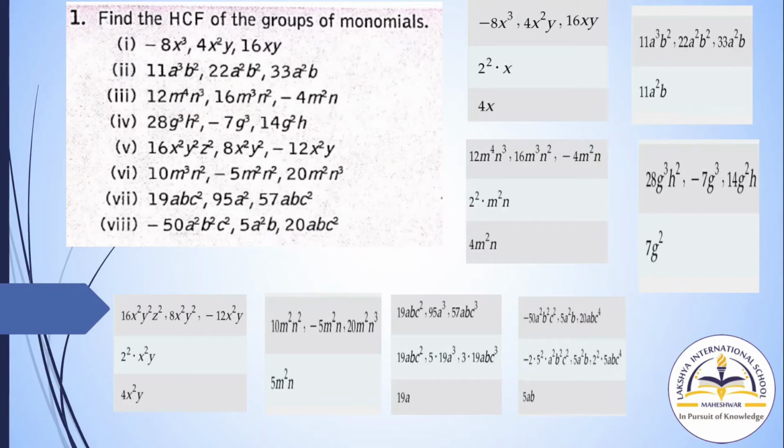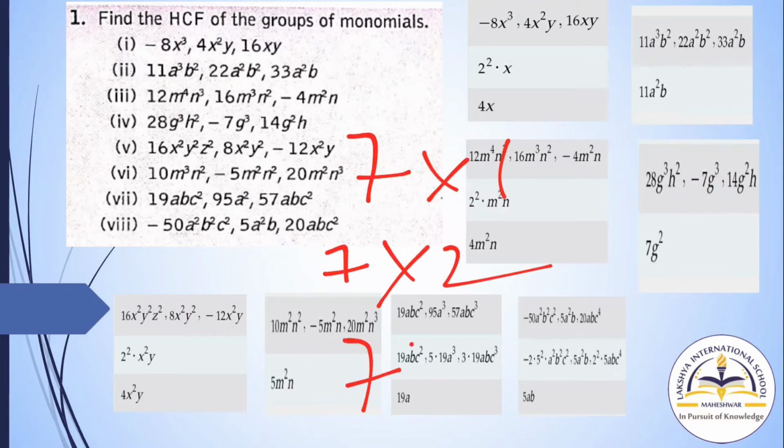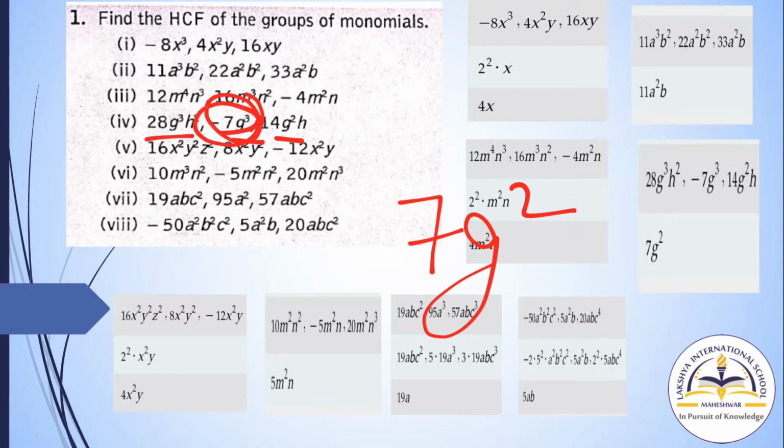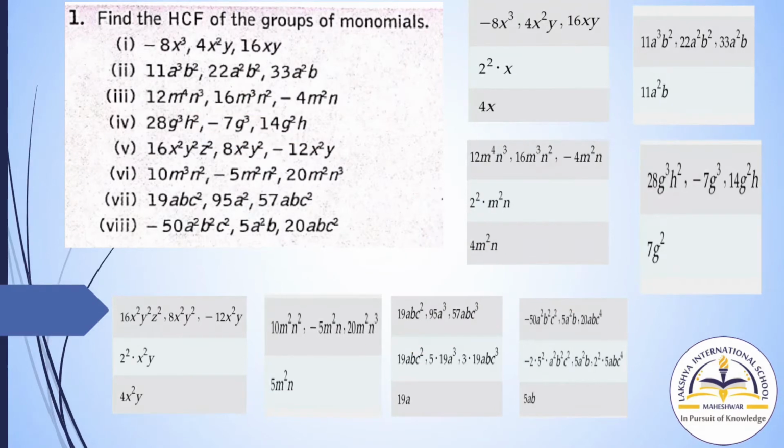Now question 4, 28g cube h square, minus g cube, 14g square h. Now here which will be the common, g square and 7, because in numbers you can see 7 into 1 is there, 7 into 2 is there and 7 into 4 is there, so 7 is common in all the three monomials, so the answer will be 7. And for the variables you can see g square is the lowest, so g square, and h you can see here h is not given, so 7g square will be the answer. Now in the same manner you have to solve these next 4 questions.